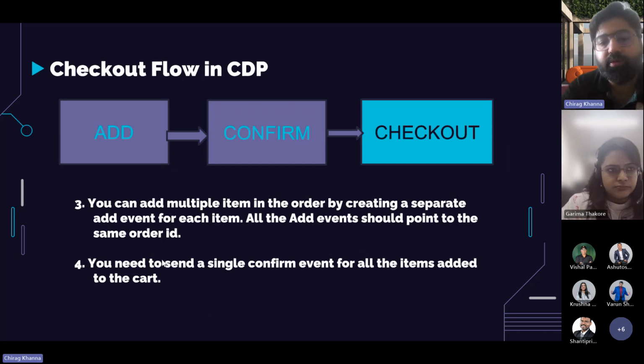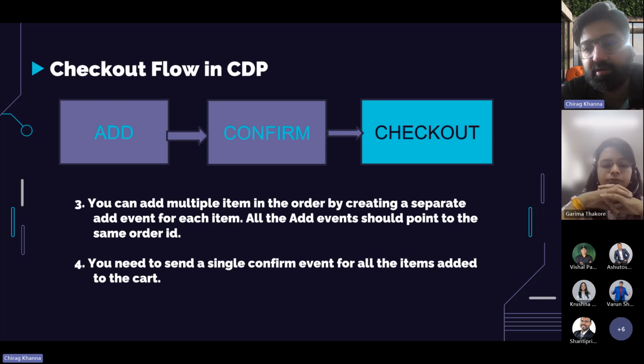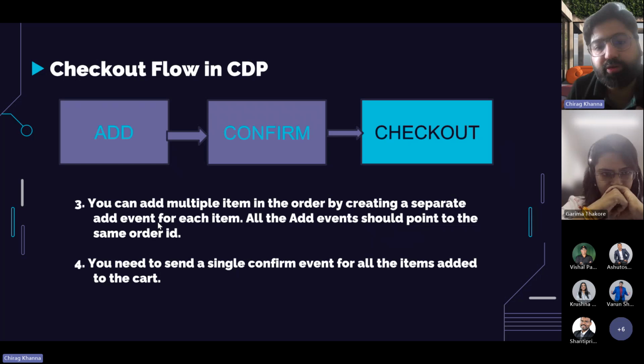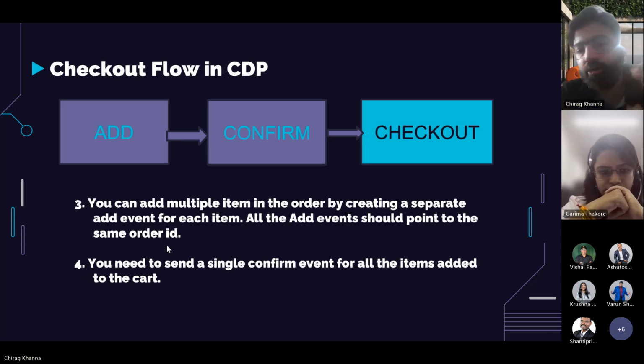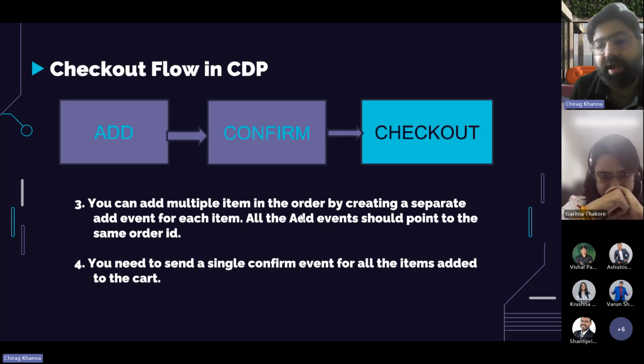And the third rule is: whenever you have, suppose, 10 items that you want to add to the cart, you need to send 10 add events. So you need to send multiple add events for adding all those items. All the add events should point to the same order ID, because we want to make sure that all these 10 items are added at the same order level, right? So we need to make sure all the add events have the same order ID.